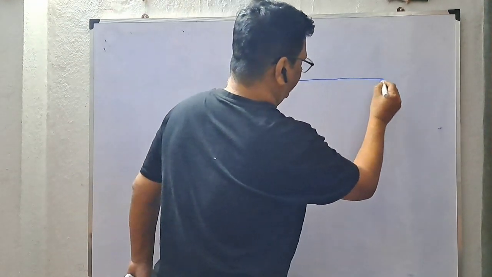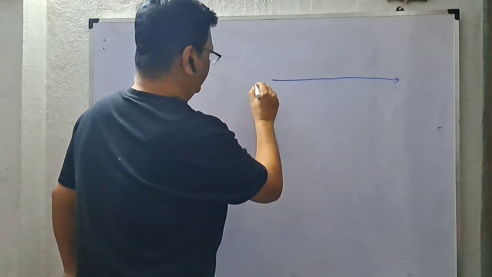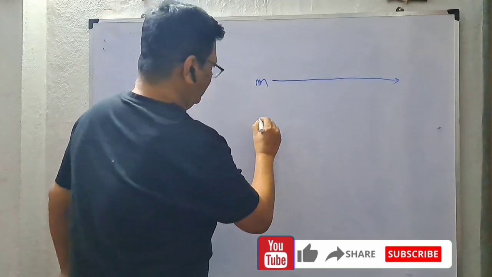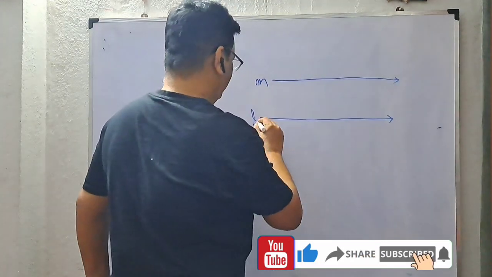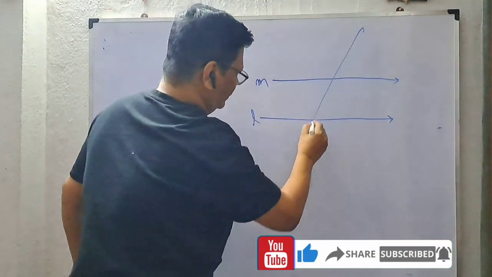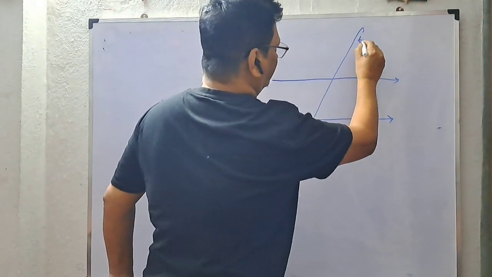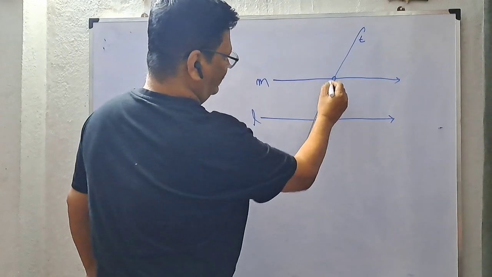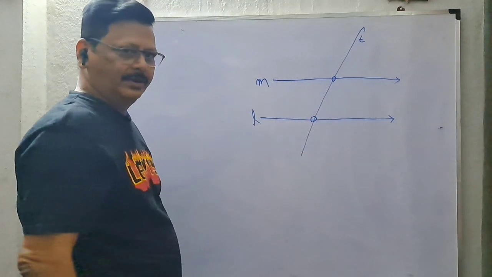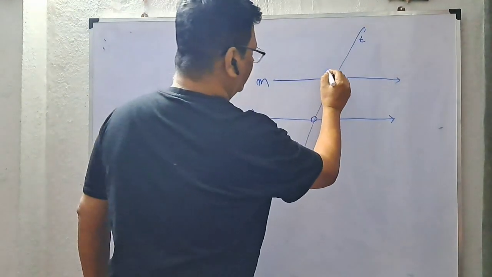So this is line M and this is line L, and the transversal is T. Now the transversal intersects M and L at these 2 points. How many angles are formed?